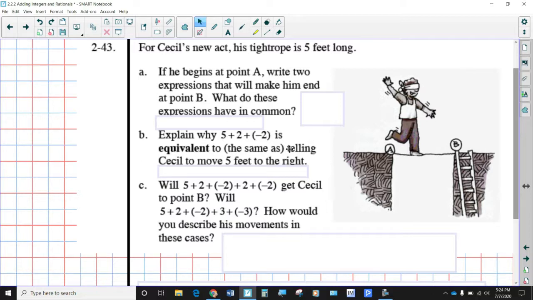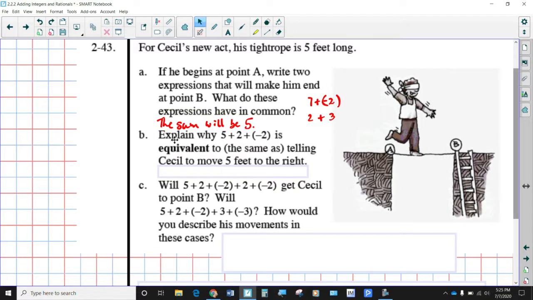Okay, so for 43A, 2 different expressions, and there are an infinite number of expressions you can do here. I just chose a couple. 7 + -2 would be moving 7 feet to the right, or 7 feet forward, then 2 feet back, puts him at 5 feet. That's point B, right, because it's 5 feet. And then 2 + 3, you go 2 and then go another 3. That's also 5. So what do these have in common? They both have a sum of 5.